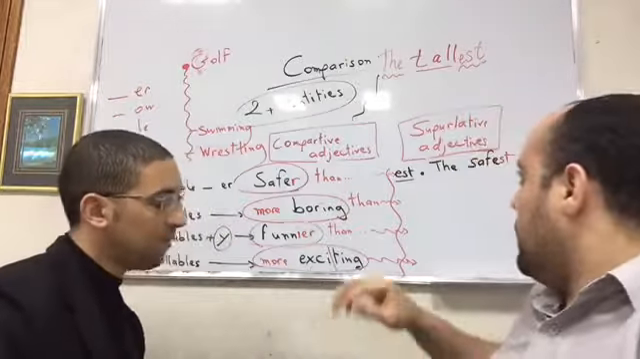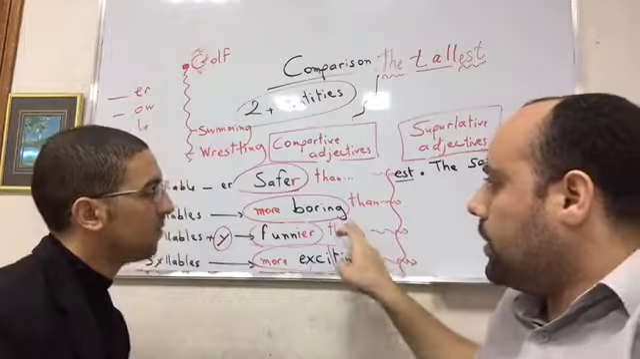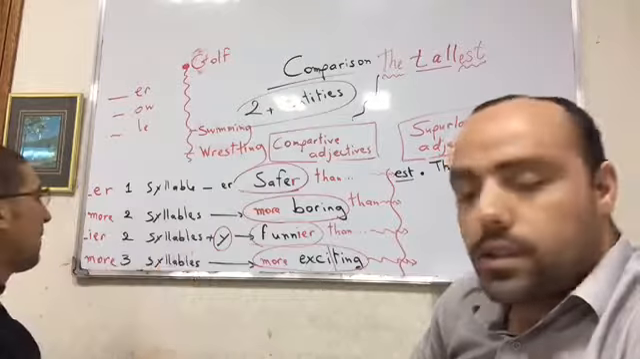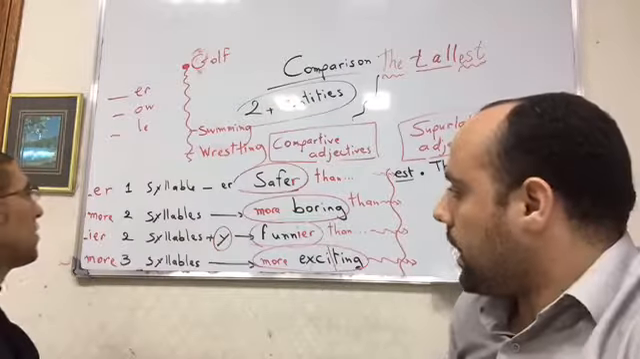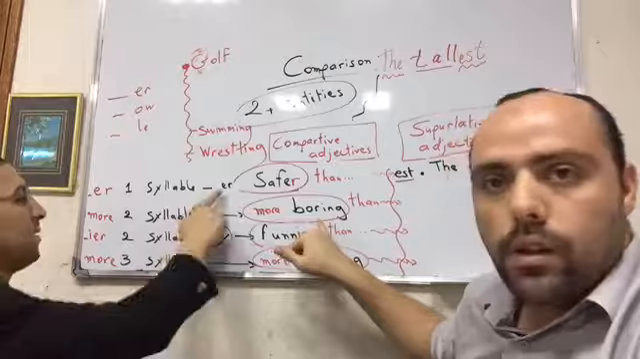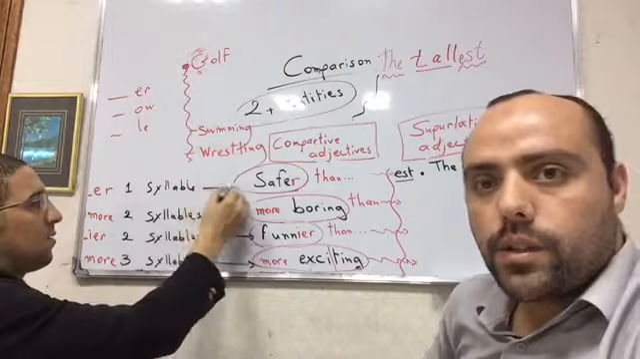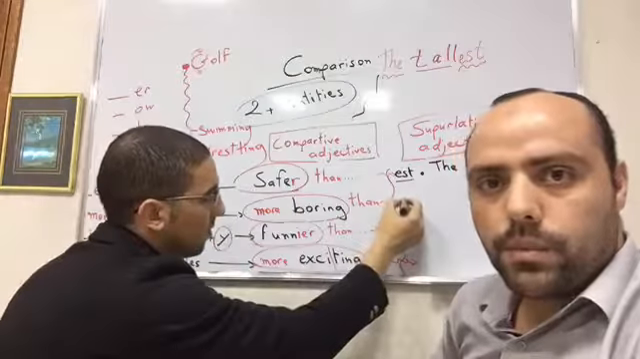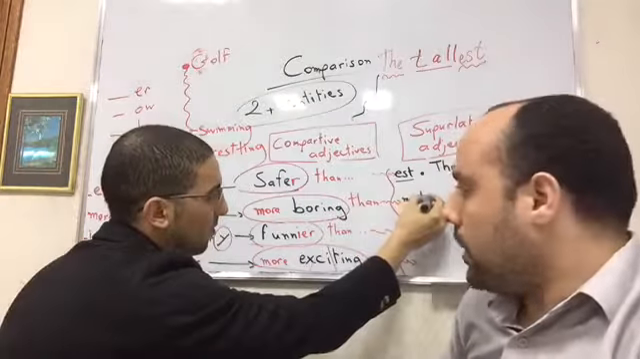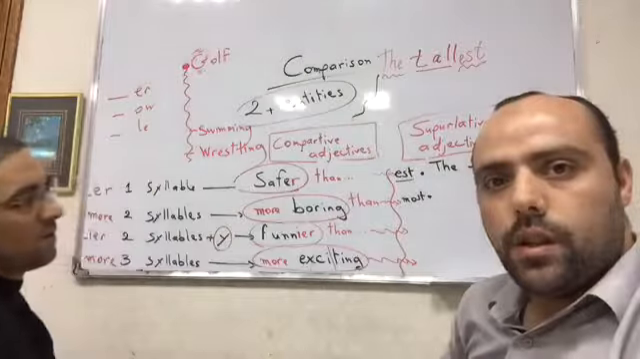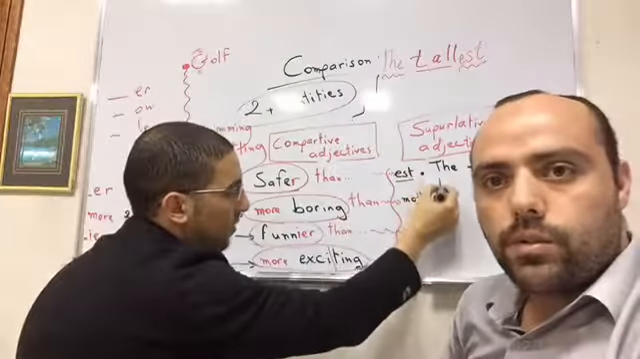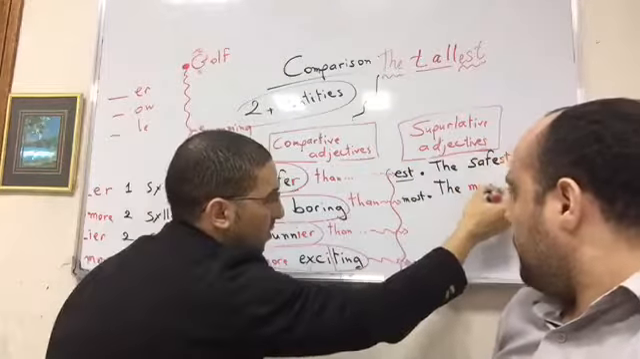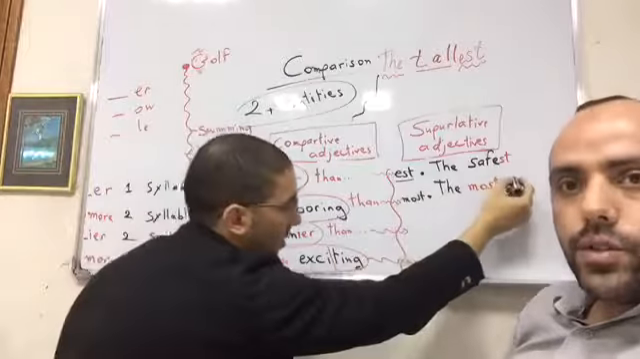Yes. So here we're moving to the next one, which is an adjective that has two syllables, but it does not end with the letter Y, like the adjective you have here, the word boring. So I cannot say boringest. No, it is impossible for me to say so, but I'm going to add the most. So it's going to be the most boring. That's it. The most and the adjective.